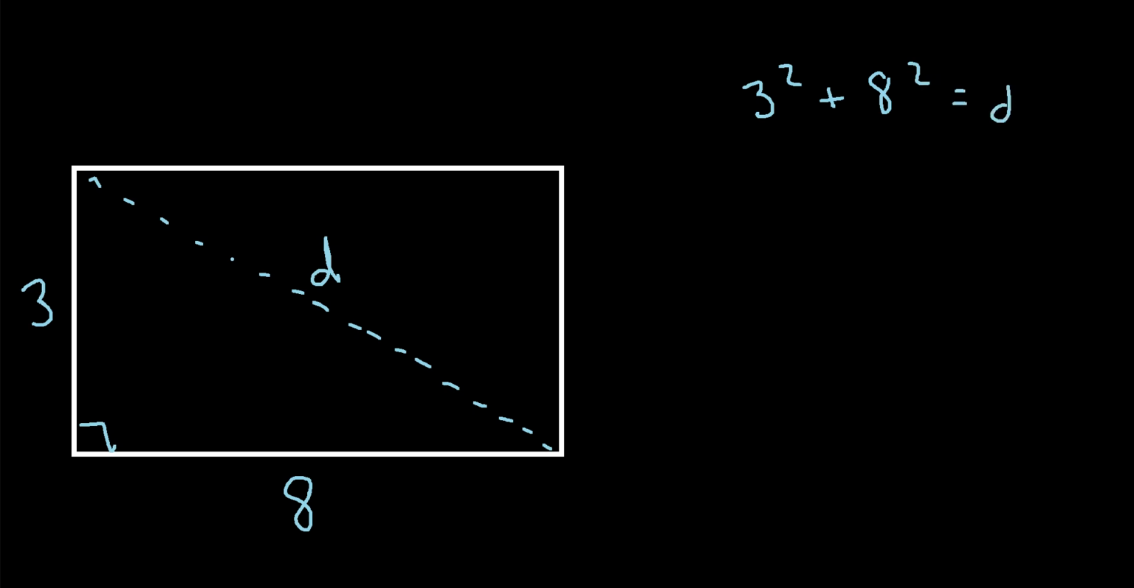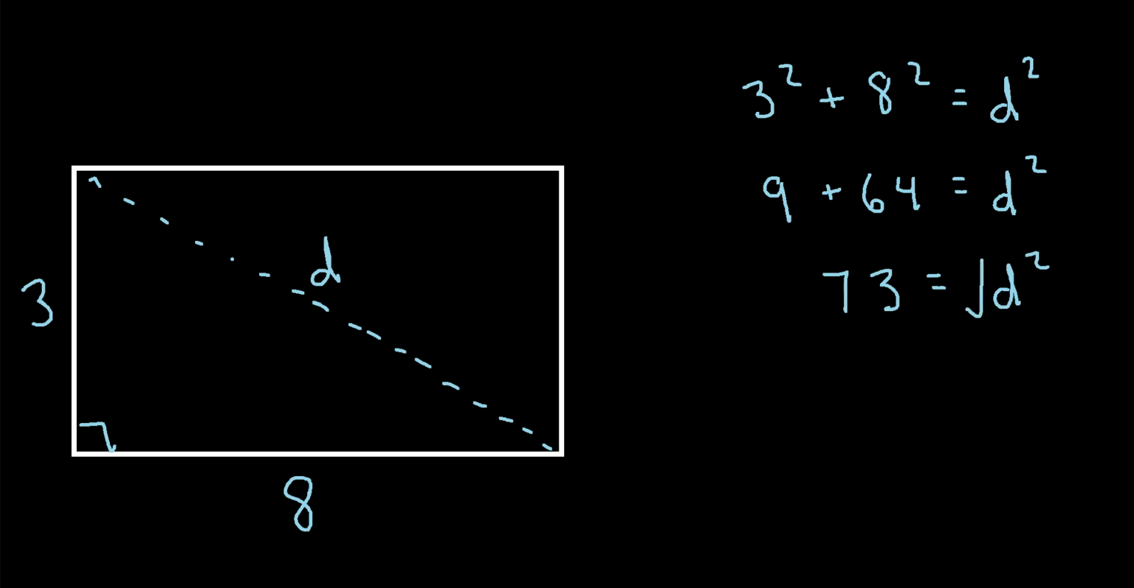So we can say, if we label this D, we can say 3 squared plus 8 squared must be equal to D squared. So 3 squared, that's 9. 8 squared is 64. And that's all equal to D squared. 9 plus 64 is 73. So we get 73 is equal to D squared. To figure out what D is, we can take the square root of each side, and we find that D is equal to the square root of 73.